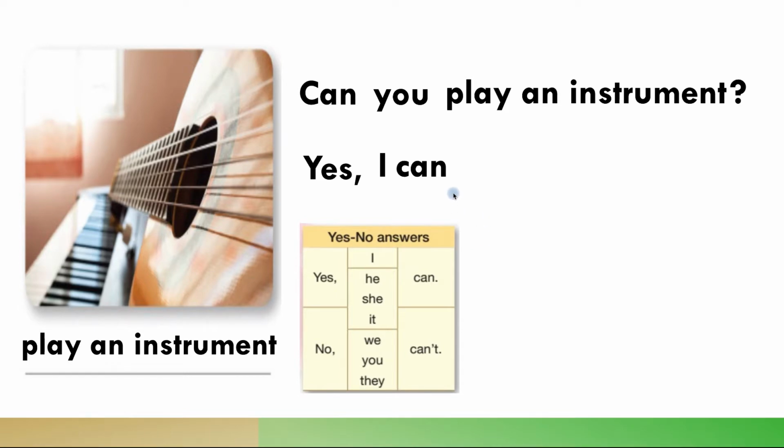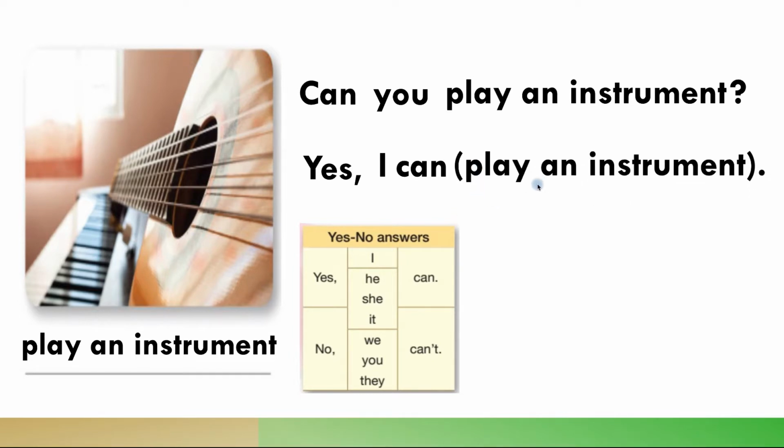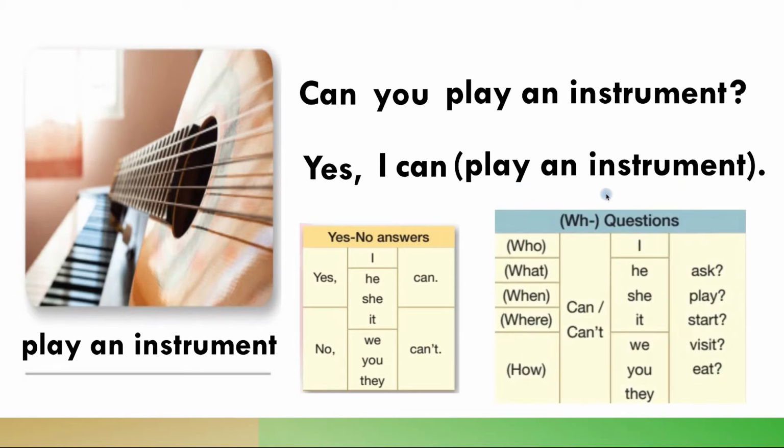Often, it's because you're already just repeating something. So Younghee could have said, yes, I can play an instrument. But she doesn't need to repeat that. So you can answer, yes, I can, in short form. Or you can say, yes, I can play an instrument. So sometimes you might want to say the full sentence.